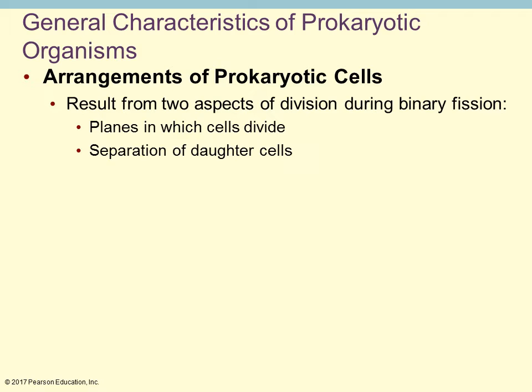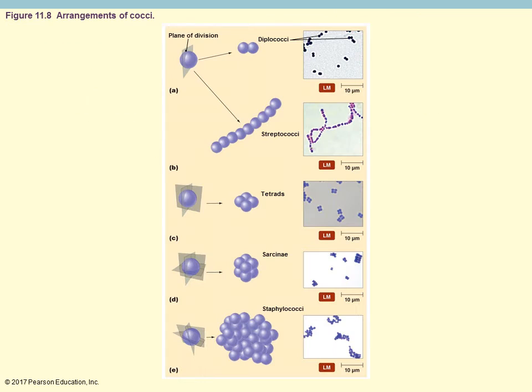The arrangement of the prokaryotic cells has to do, number one, with the fact that we're looking at something on just one level, but there are multiple planes in which cells can divide, and whether the daughter cells separate from the mother or not. In other words, just look at the arrangements, in addition to the morphology of whether it's cocci or bacillus.